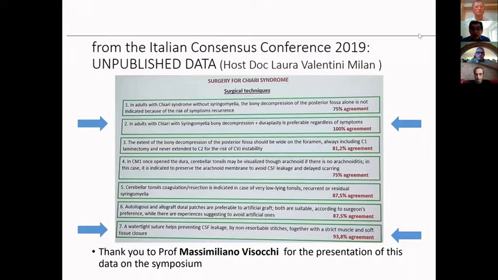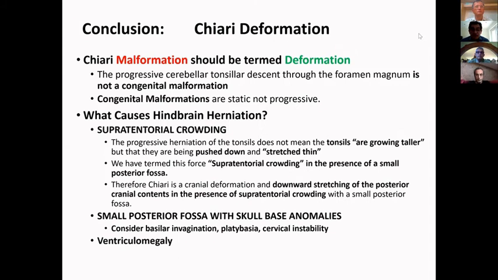So the first thing I will say is that along with Massimiliano and Professor Goel, I would also say that Chiari malformation is a term that should be discontinued and should be called deformation. Deformation of the cerebellar tonsils, not malformation, because malformation implies that the child was born with a hindbrain hernia from birth, and we know this is not true. We know that this progresses over a period of 5 years or 10 years, and therefore it can't be a malformation, it is a deformation.